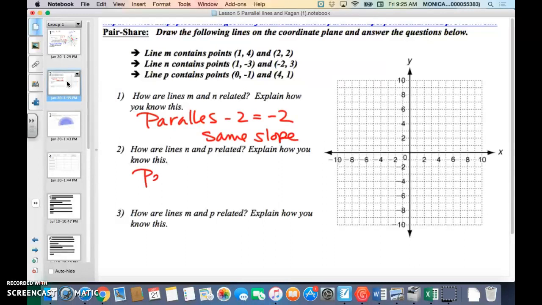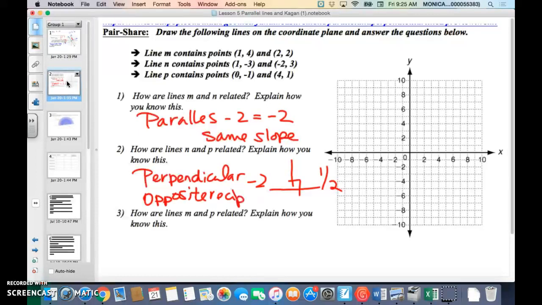These were perpendicular. The symbol we use for perpendicular is an upside down T with a little box in the corner. Negative 2 is an opposite reciprocal. And the last one was M and P. Again, it's the same answer as here. They're also opposite reciprocals of each other.